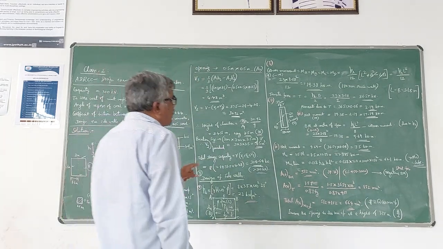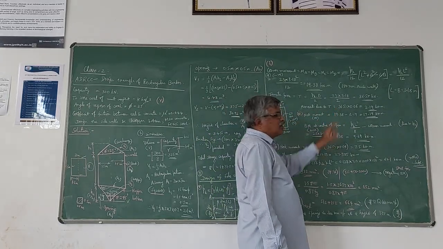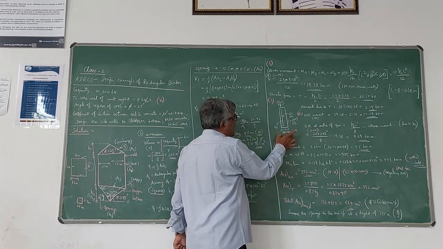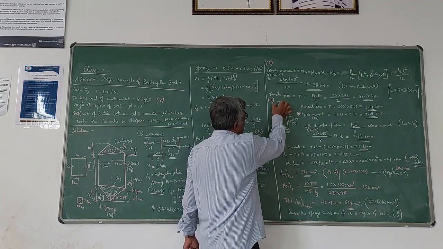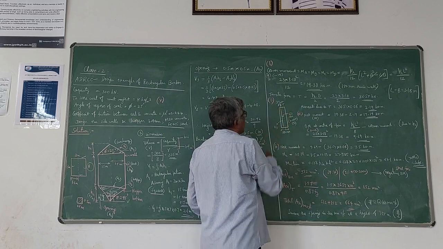Now you have to calculate the moment due to this tension force also. One thing you have to understand here: this is the wall. I am providing 180 mm thickness here, and I am assuming 30 mm cover. Reinforcement I am providing here, and the tension force is acting here like this.